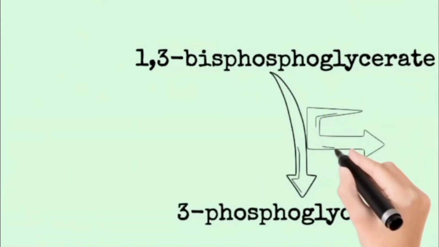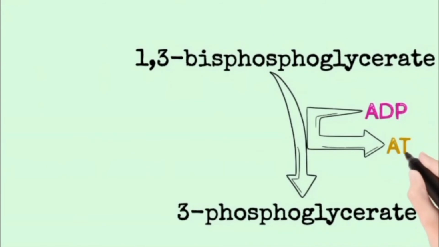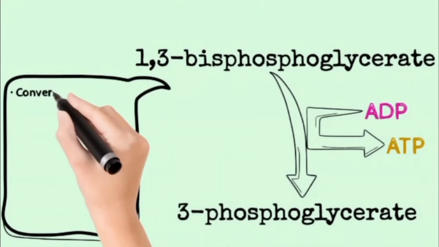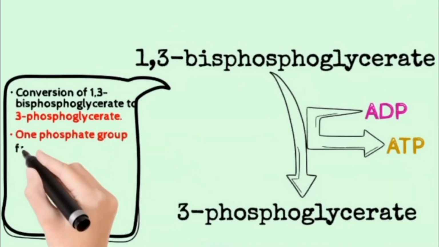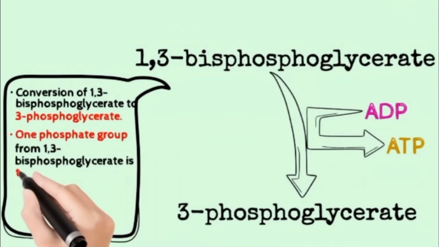Step number 7. Phosphoglycerate kinase reaction. 1,3-bisphosphoglycerates are converted to 3-phosphoglycerate. One phosphate group from 1,3-bisphosphoglycerate is transferred to ADP, forming ATP through substrate-level phosphorylation.